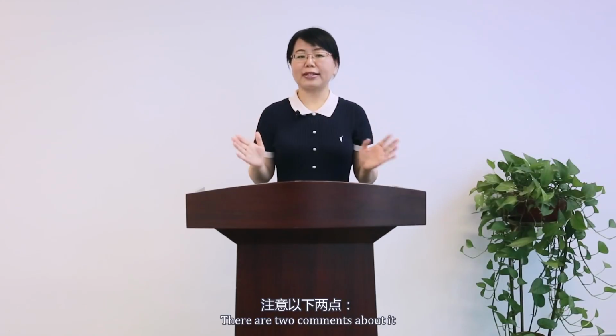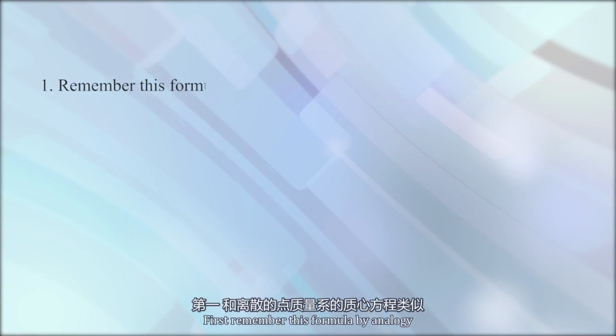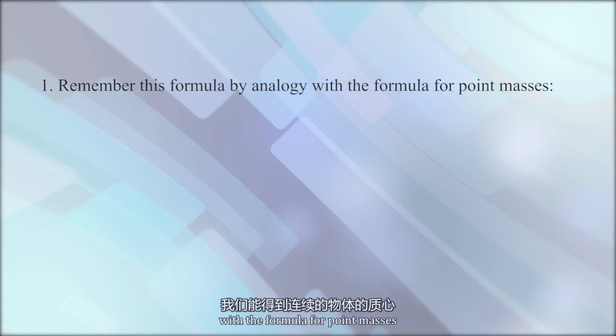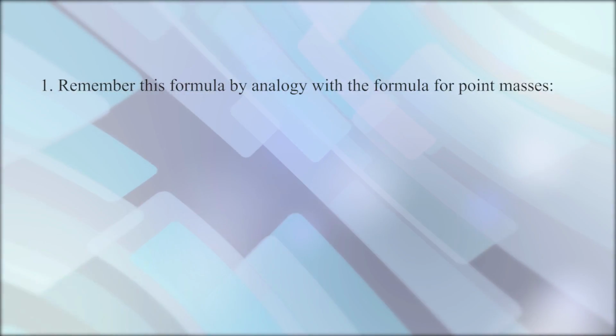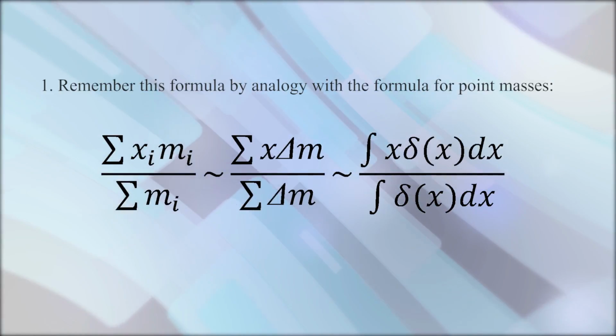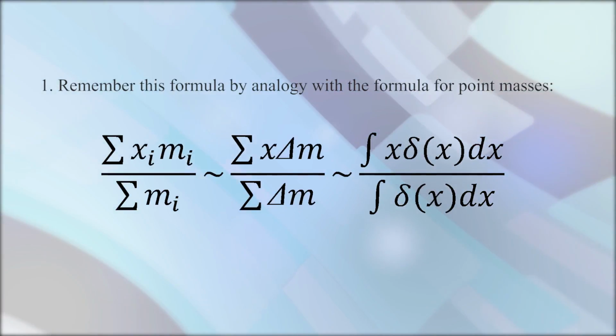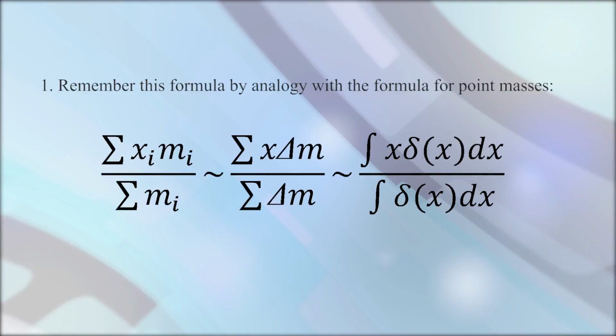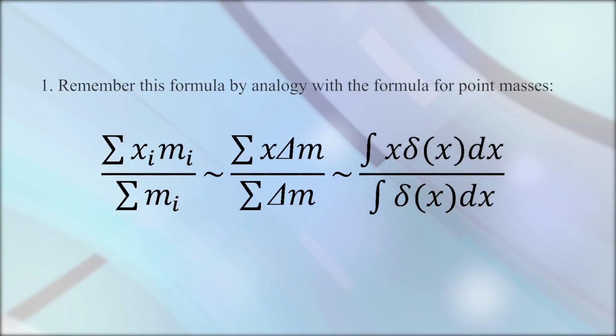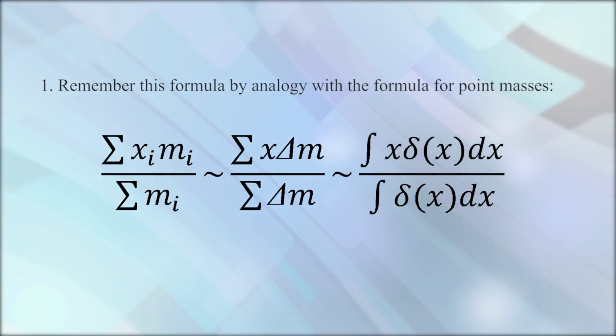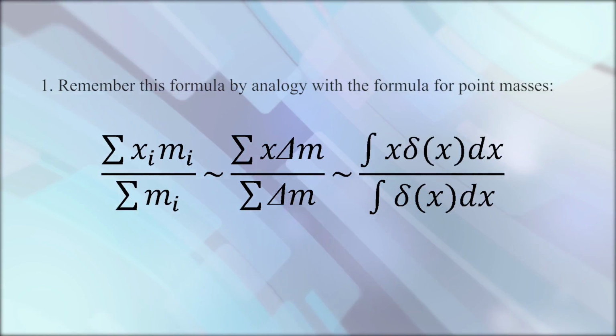And there are two comments about it. First, remember this formula by analogy with the formula for point masses, that is, the sum of x_i times m_i over the sum of m_i. In the continuous situation, it's the definite integral of x times delta(x) over the definite integral of delta(x).